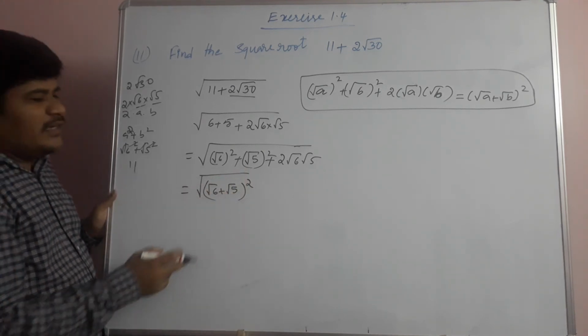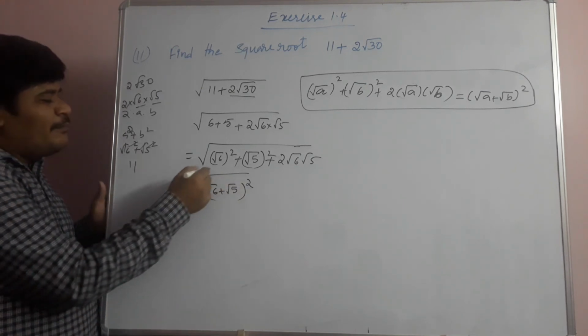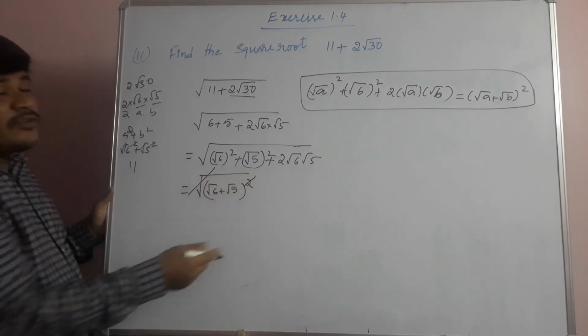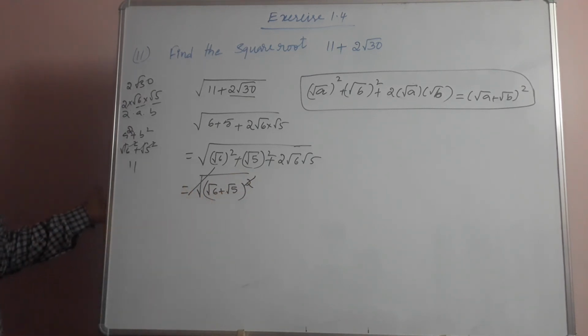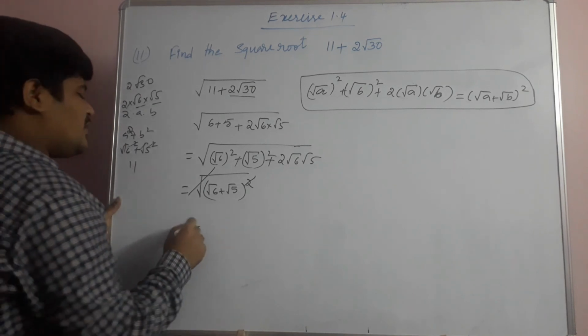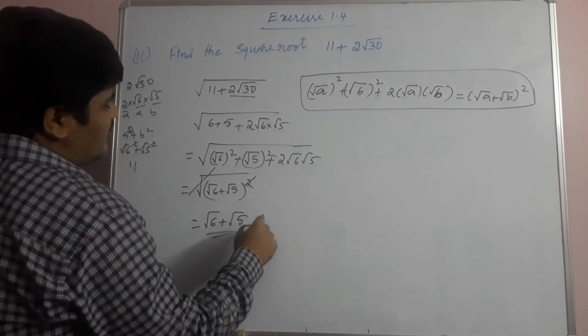And students, here square and square root are there. We know what to do. Simply cut the square and square root. Now what is left? Root 6 plus root 5. That is our square root value. So this is the answer, root 6 plus root 5.